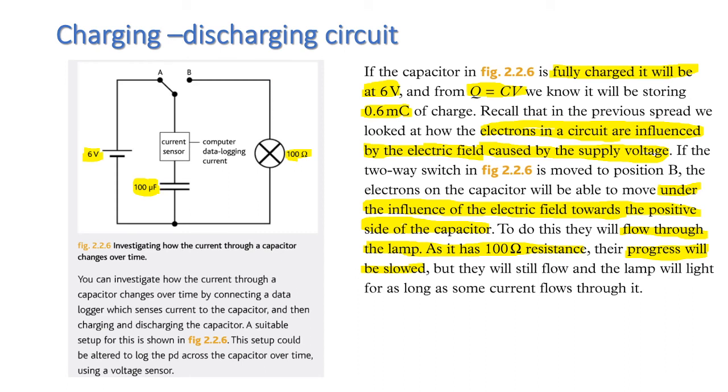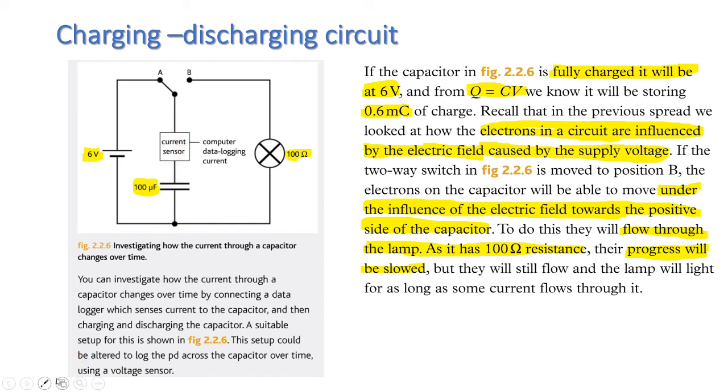Charging and discharging circuit. So here is the circuit given. Now when the switch is connected at A, it is the charging circuit. It's charged through the battery, what we call the power supply, and the capacitor is there with a capacitance of 100 microfarad. So you can investigate how the current through the capacitor changes over time by connecting a data logger and the current sensor.